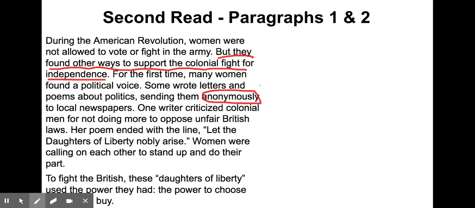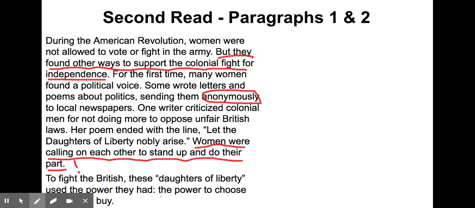One writer criticized colonial men for not doing more to oppose unfair British laws. Her poem ended with the line, "Let the daughters of liberty nobly arise." Women were calling on each other to stand up and do their part. That's very important. That tells me that women were writing these letters because they wanted others to stand up and share their voice so that they could actually be heard in this fight for independence. I'm going to underline that, and I'm going to put an exclamation point because that is very important.